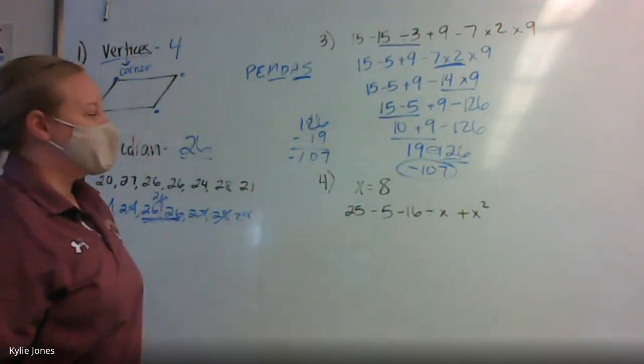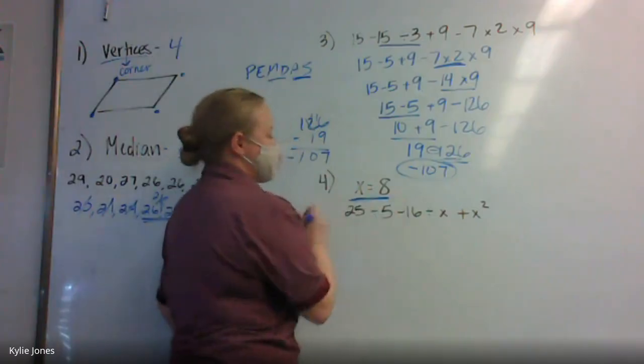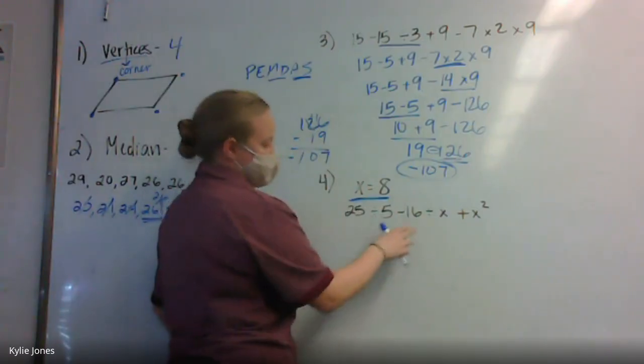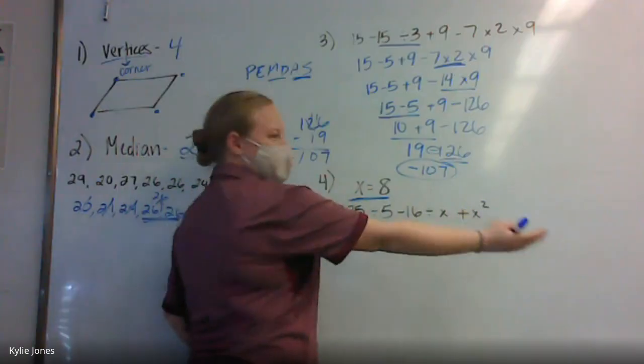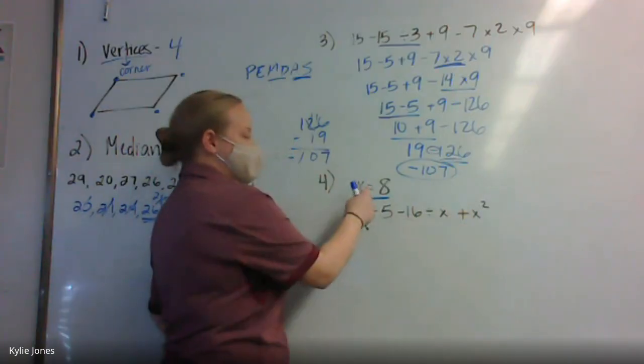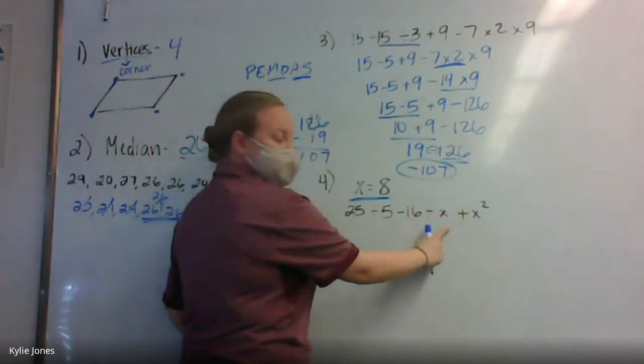Okay, last one we need to do. When x equals 8. So we have 25 divided by 5 minus 16 divided by x plus x squared. What do I have to do with this? Put the 8 with the 8. Good. Replace our x's with the number 8.